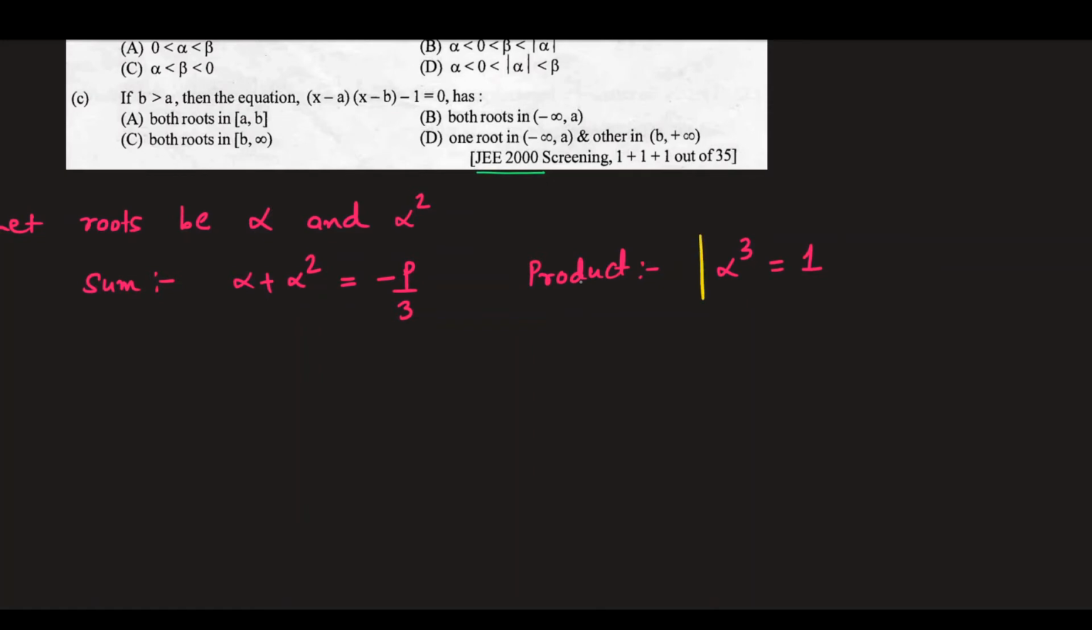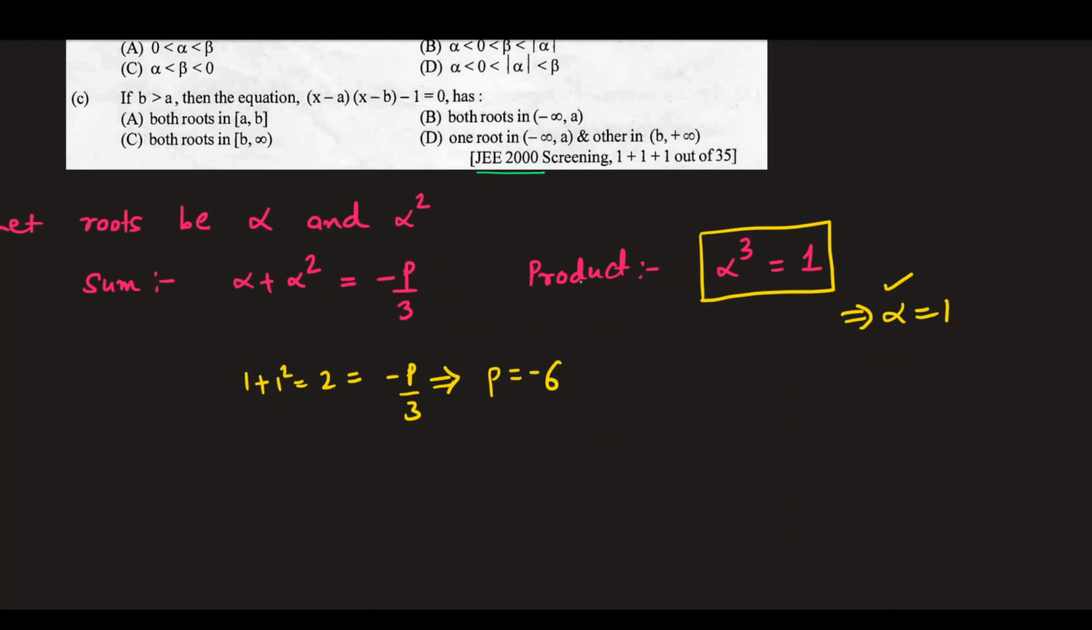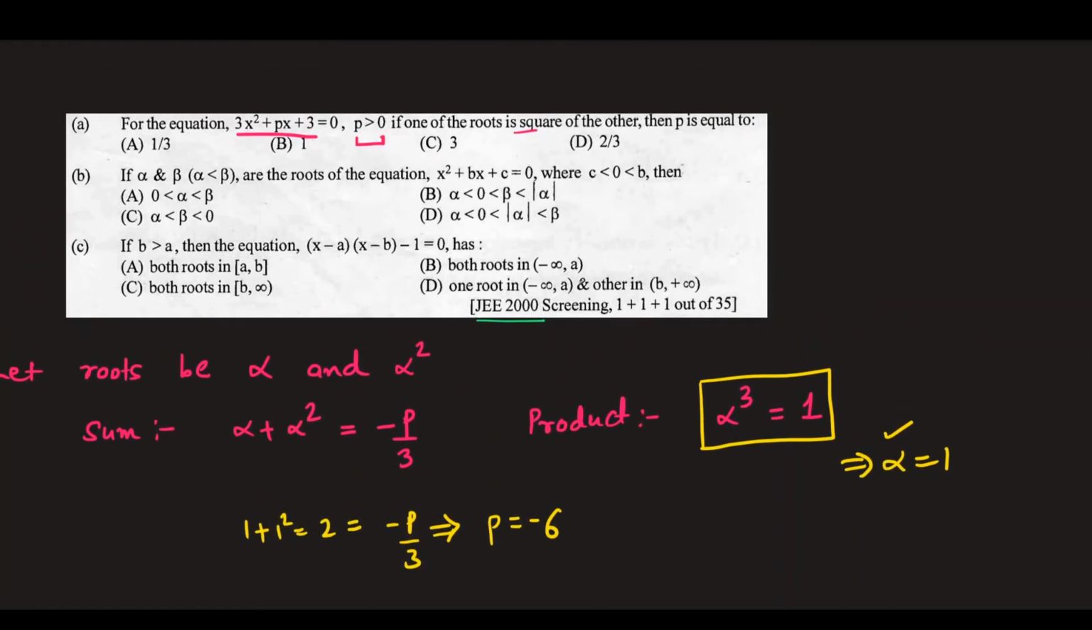Now we have got this thing, alpha cube is equal to 1. The first thing that runs in our mind is that alpha is equal to 1. But if alpha is equal to 1, then alpha plus alpha square would be 2, since 1 plus 1 square is 2. That would be equal to minus p by 3, which gives us the value of p is equal to minus 6. But the question clearly says that p is greater than 0.